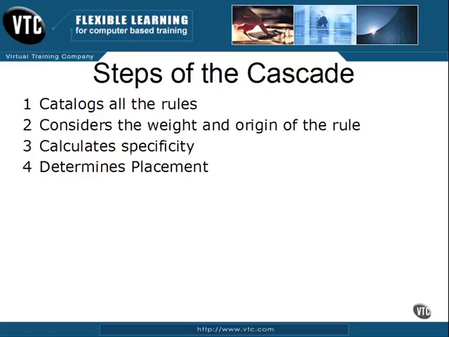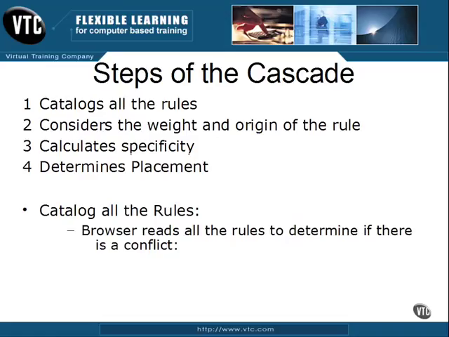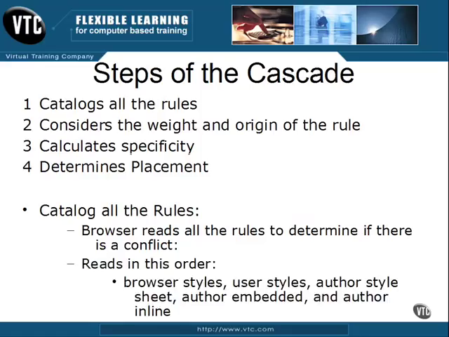So let's go ahead and take a look at the first step in this movie. So we're looking at cataloging all the rules. What exactly does that mean? Well, it means essentially that the browser is going to go through our document and locate the various rules that apply to that document. So essentially, all it's really doing is just reading all the rules. Now, according to specifications, the browser will actually read the styles in a specific order. So that order will be browser styles, user styles, author styles, author embedded, and author inline.